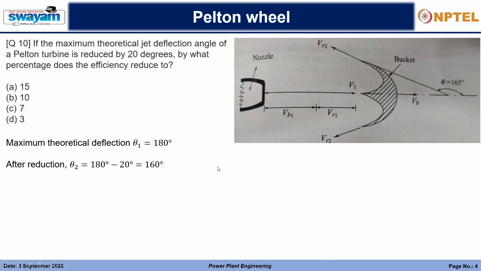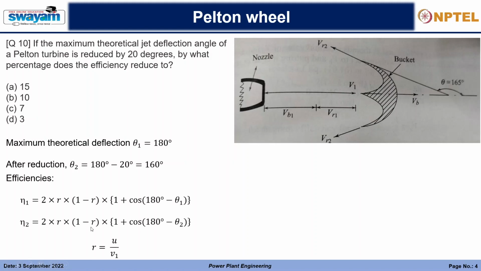But if we look at the equation of efficiency, cos theta, cos of 180 degrees minus theta. If theta is 180 degrees, that will be cos 0, which is 1. So we will get the maximum efficiency in that case. But we do not keep it at 180 degrees because of the condition that the water should not hit the bucket at the front, it should move freely. That is why 165 degrees is kept.